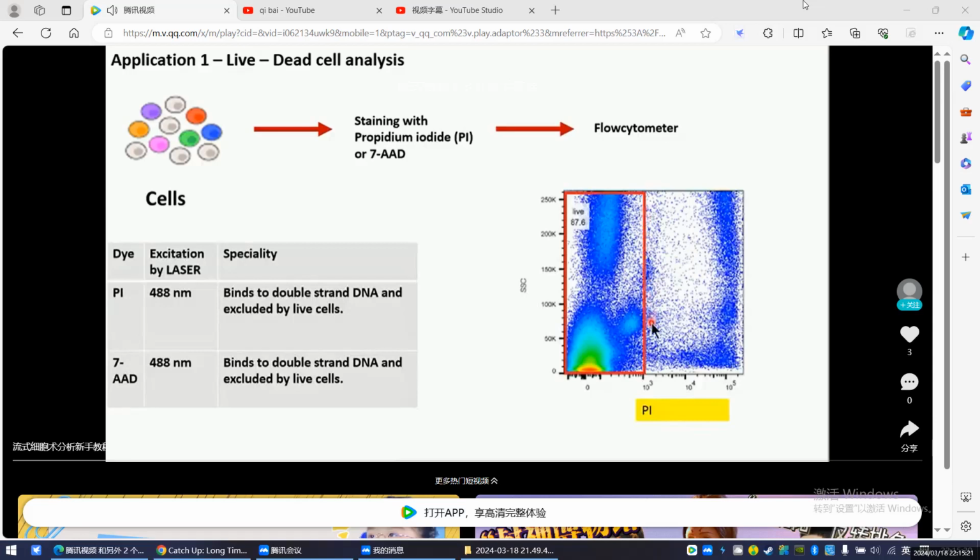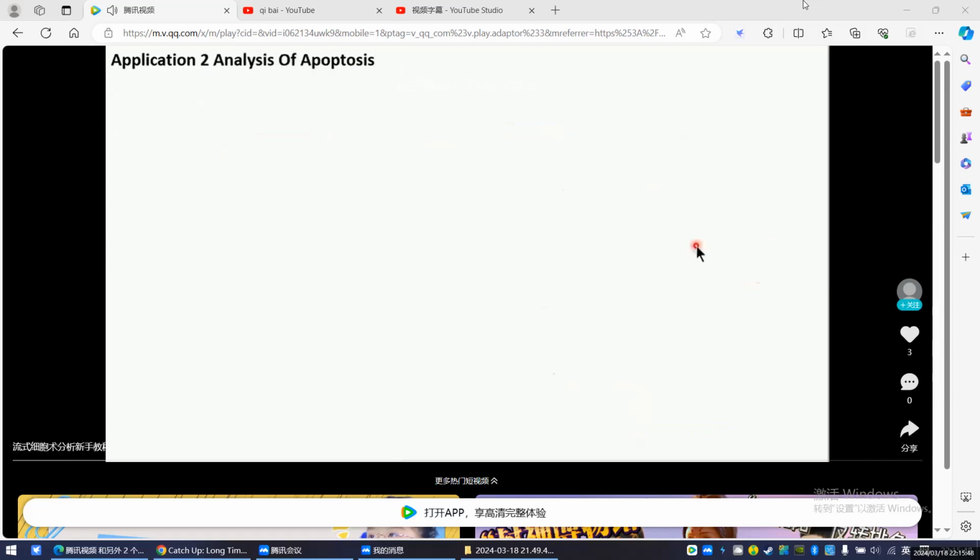The cells to the right are PI positive, meaning they are dead cells, and the cells on the left, or present in this gate, are live. In flow cytometry, the selection area is called a gate. The cells present in this gate are live, 87.6%. So just by looking at the fluorescence given by propidium iodide, you can differentiate between live cells and dead cells.